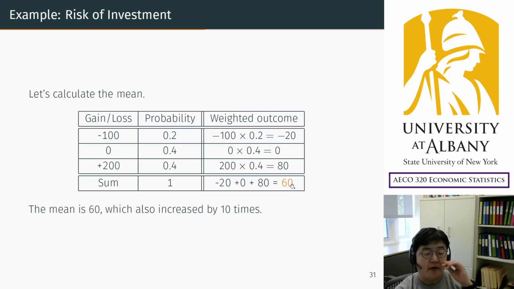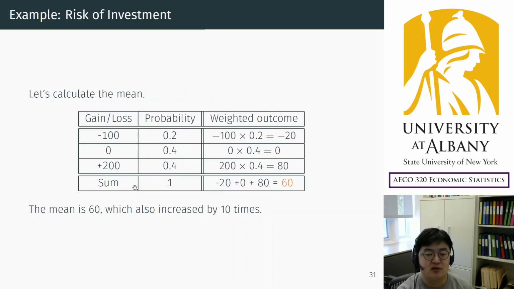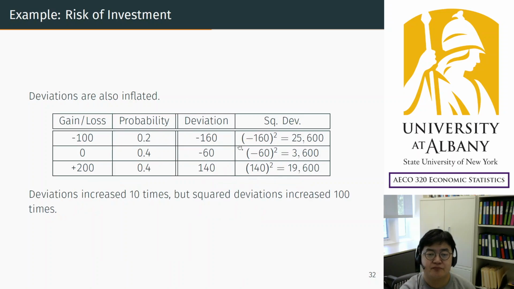Again, you don't need to do it actually, because the difference from the original example is that all the outcomes are multiplied by 10. So it's a linear transformation. So the mean is also multiplied by 10. The original mean was 6, so now it must be 60. And still it's not a problem even if you use this method.